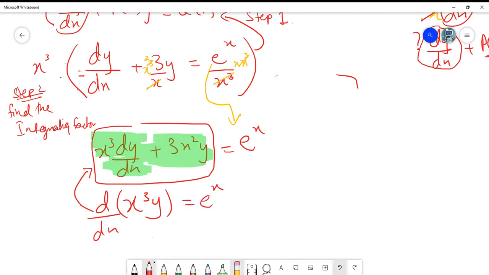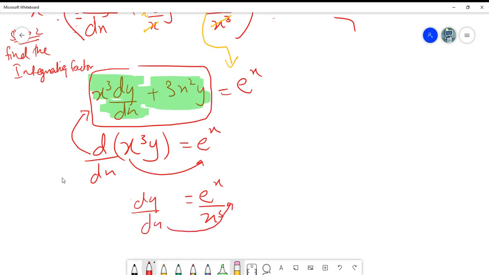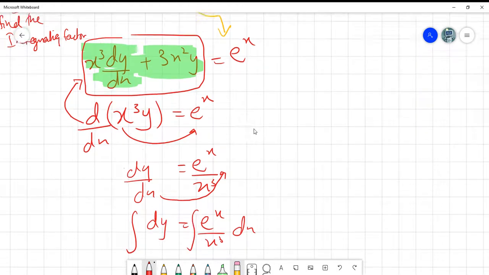Now we can look at separating the variables and we can easily solve. So if I take x cubed to the other side, e to the power of x over x cubed, I'm left with dy over dx, and all I have to do is take dx to the other side, e to the power of x over x cubed dx and dy. And the final step would be to integrate both sides and make y the subject.